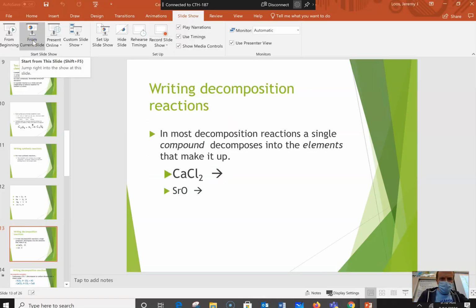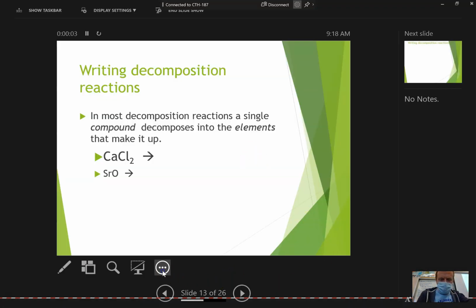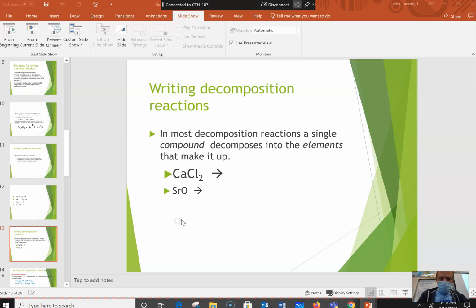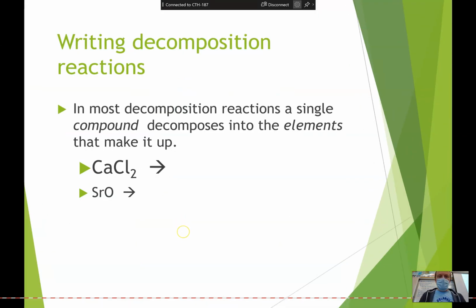So now let's go on to decomposition reactions. And these, I think, especially for the types that we're going to do this year, should be the easiest to write. Really, the only way you could mess them up is to forget about the Brinclhofs elements.